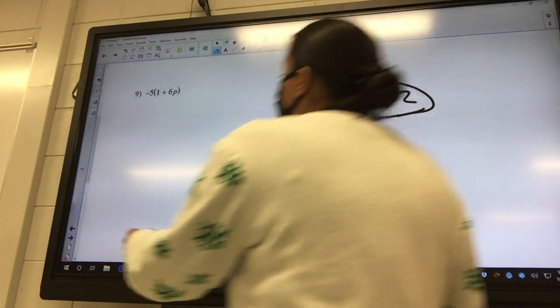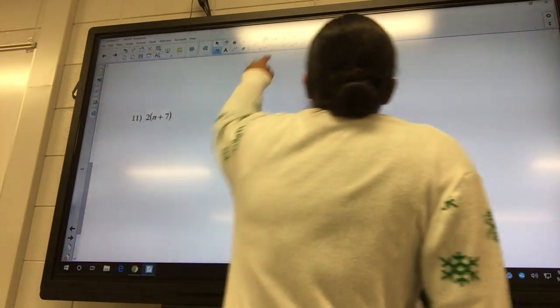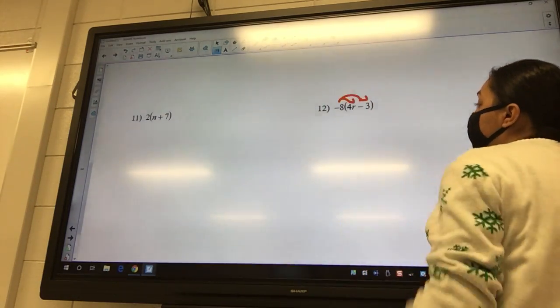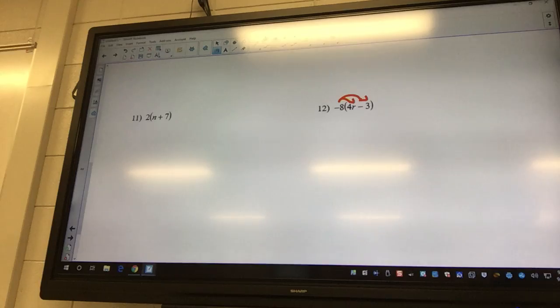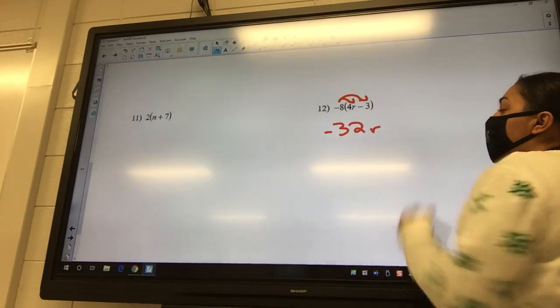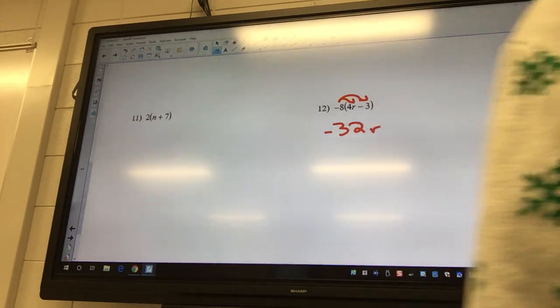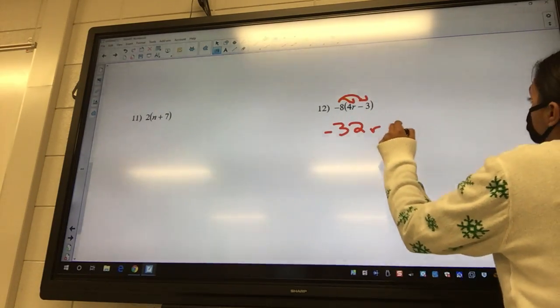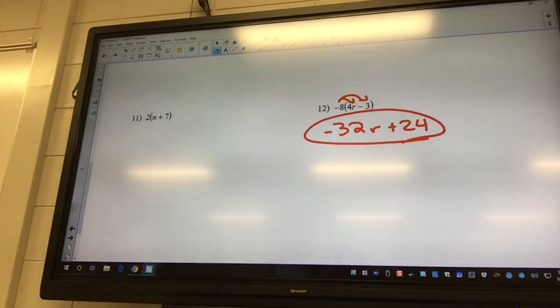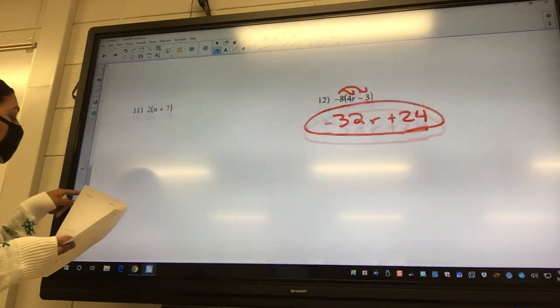11 or 12? 12, we're going to distribute. Negative 8 times 4, negative 32r. Negative 8 times negative 3, positive 24. You want 13 or 14?